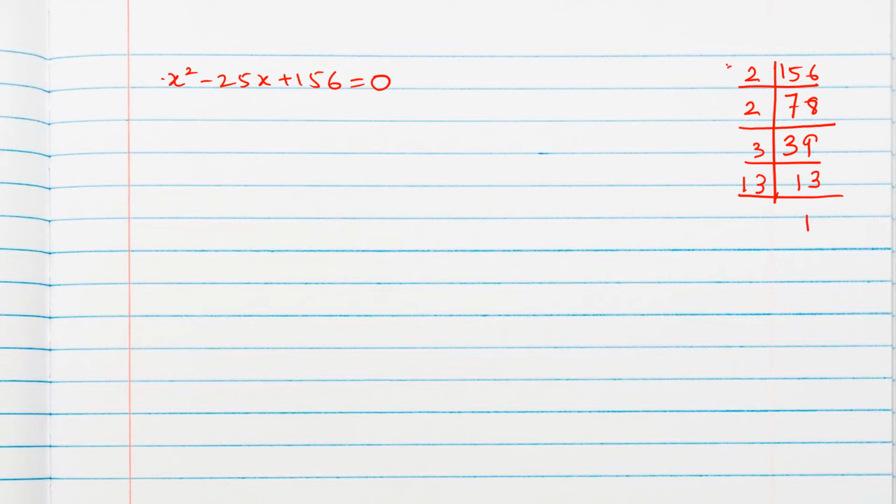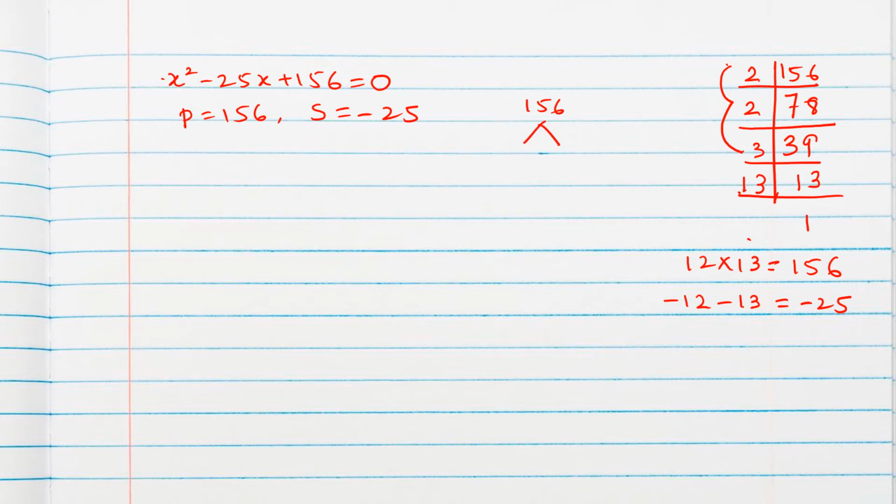Now if you check, 2 into 2, 4, 4 threes are 12 and 13. So 12 into 13, no doubt both are factors of 156, so multiplication will be 156, and minus 12 minus 13 will give minus 25. So here we can write product is 156, sum is minus 25. So 156 we can split into minus 12 minus 13. So we can split the middle term: x square minus 13x minus 12x plus 156 equal to 0.